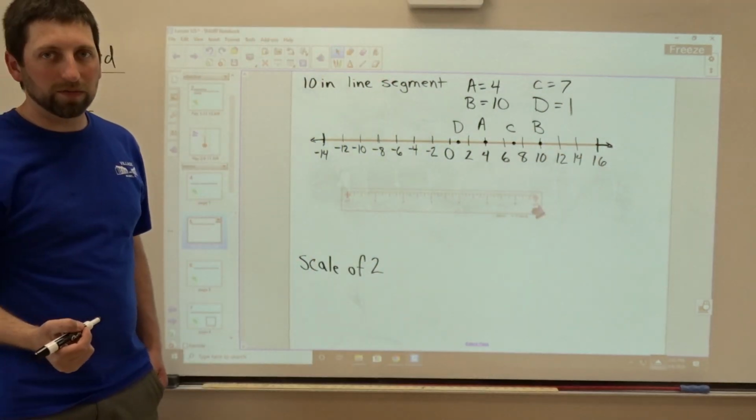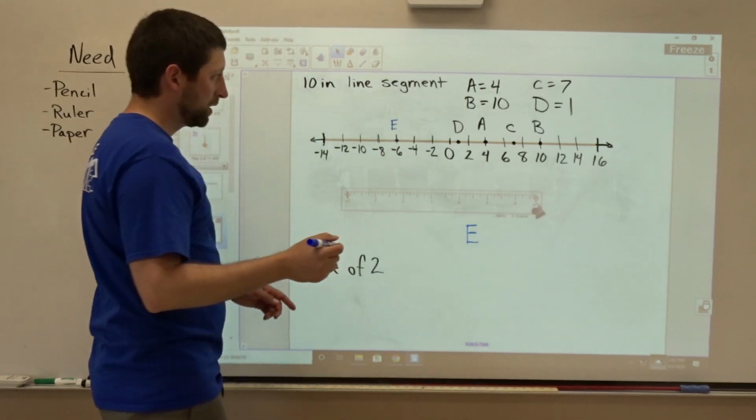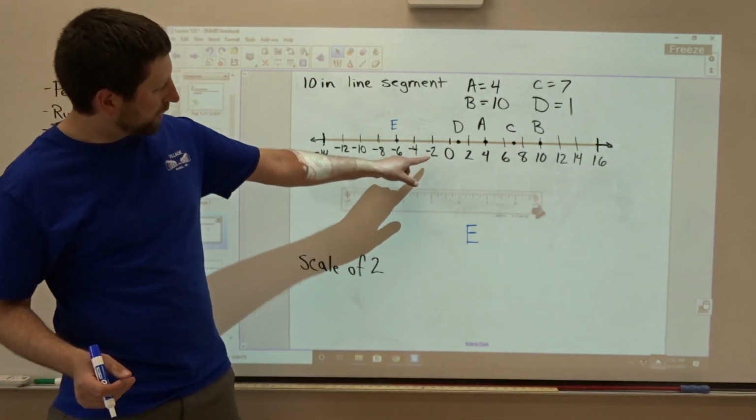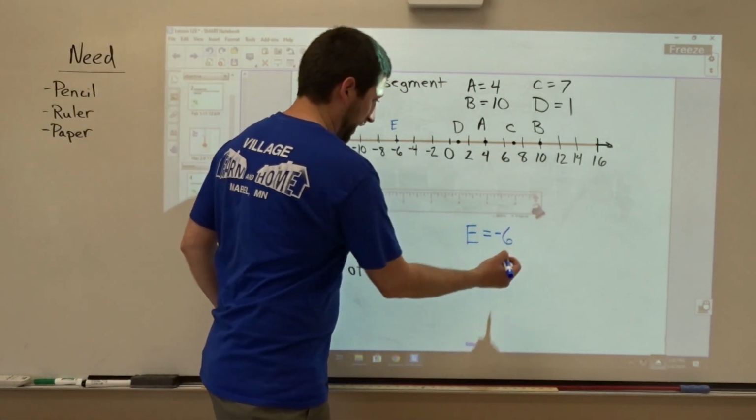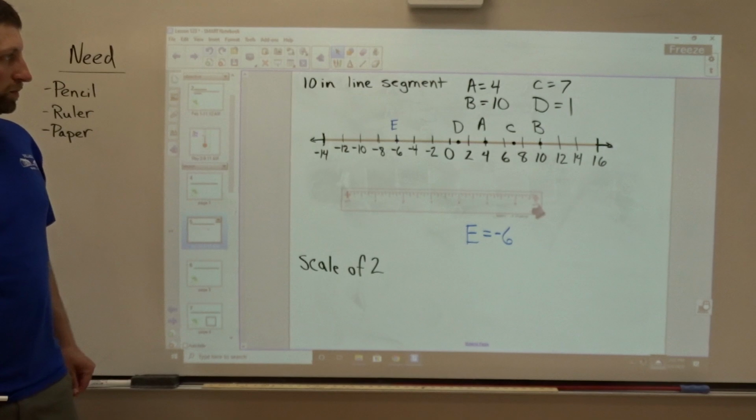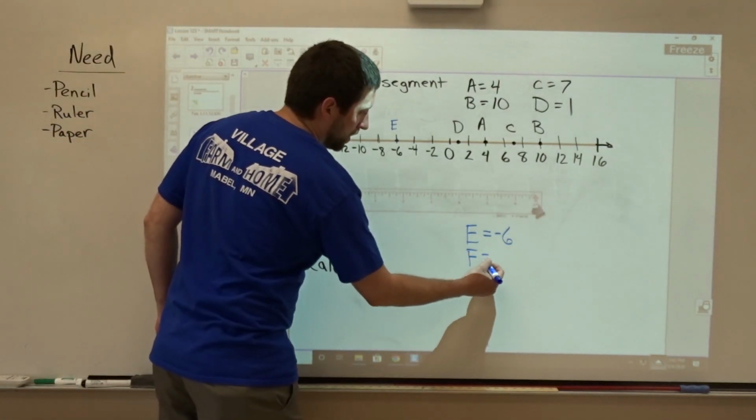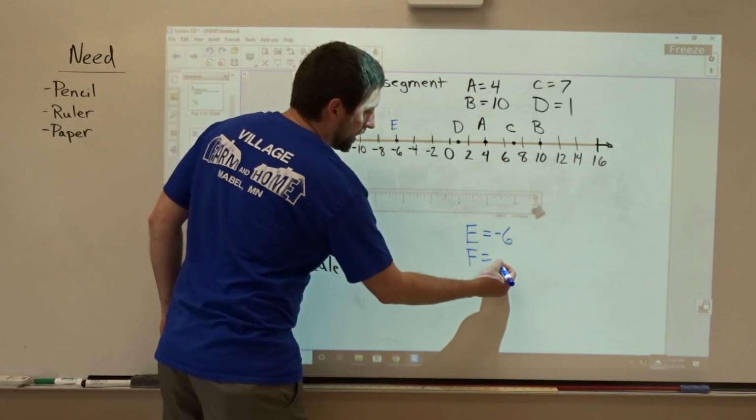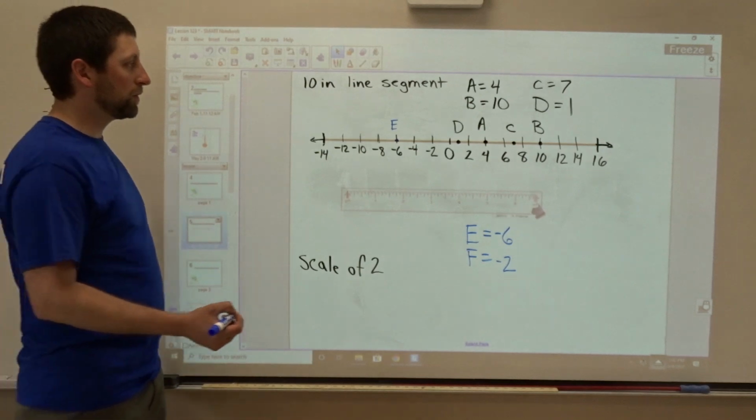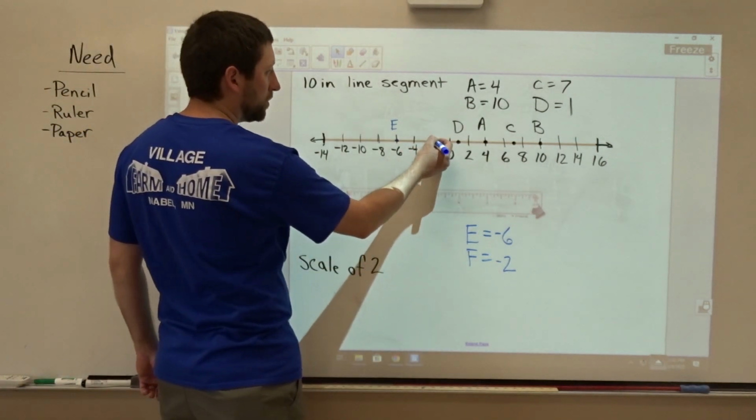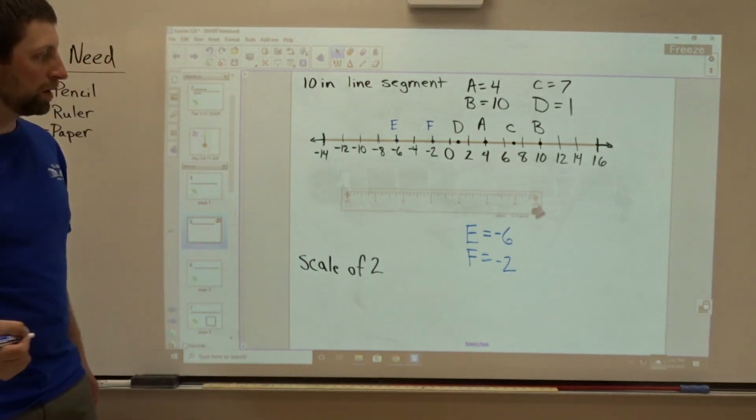Let's start graphing some negative numbers next. First one I have here is E. I'm looking, here's 0, -2, -4, -6. Let's do F, and let's put that at -2. Let's put F at -2. Well, that would be right here, and then I'll label that with the letter F.